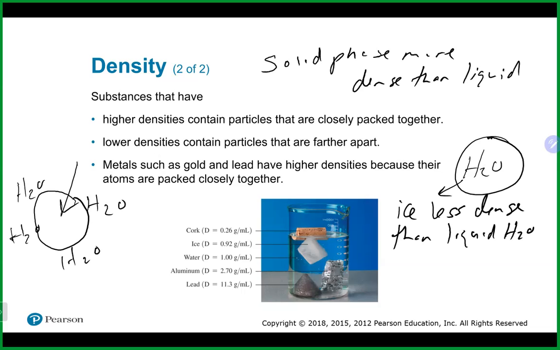If you think about the density formula, density is mass divided by volume. Because there's a lot of empty space, the volume of ice is very large. So the bottom number would be a big number, the top number would be a smaller number. You end up with a lower value of density than you do with liquid water.